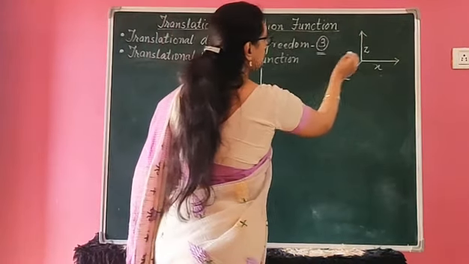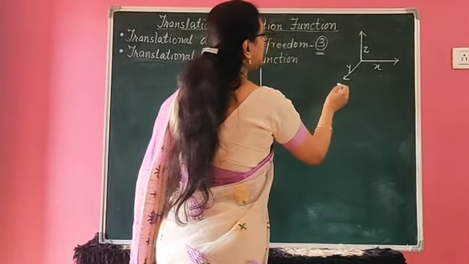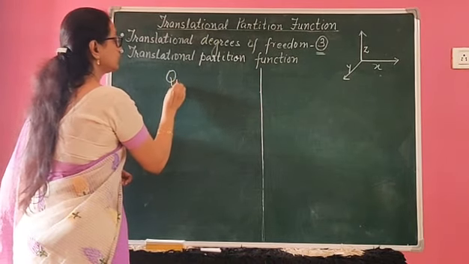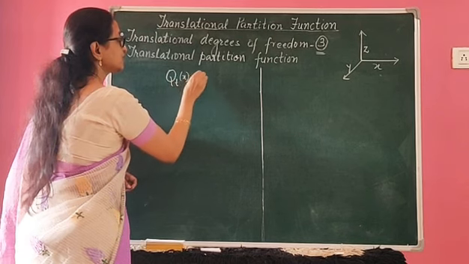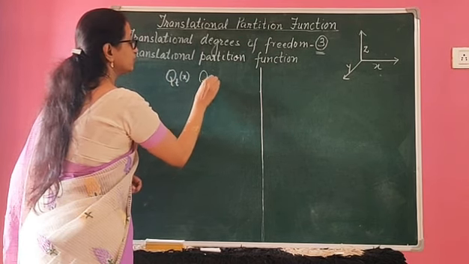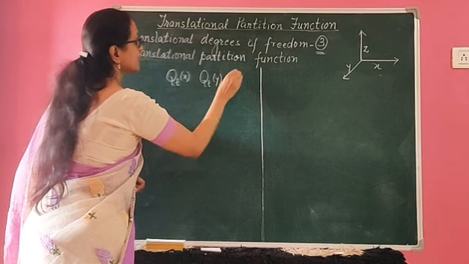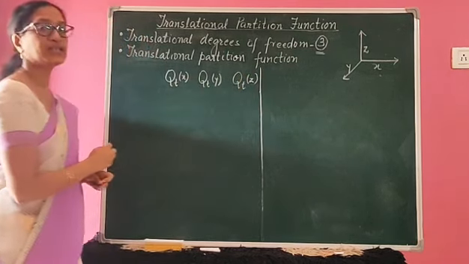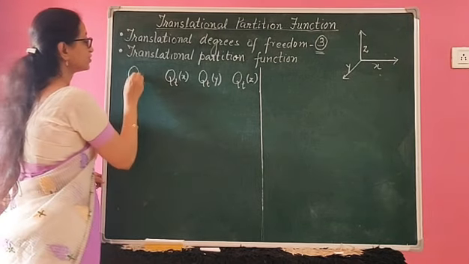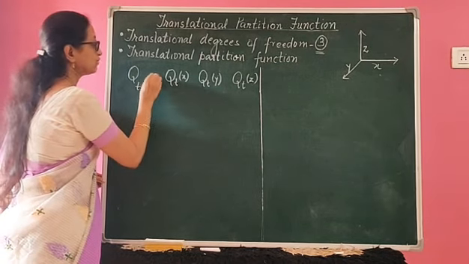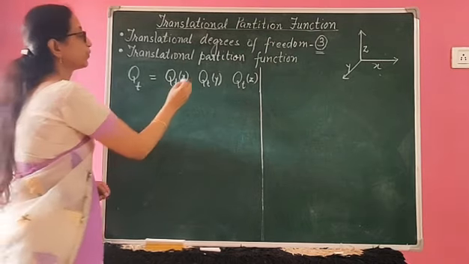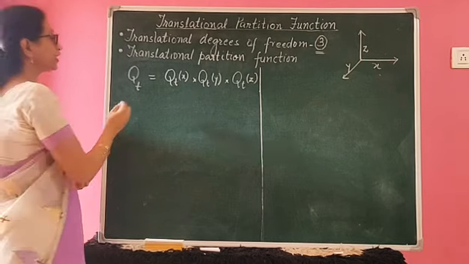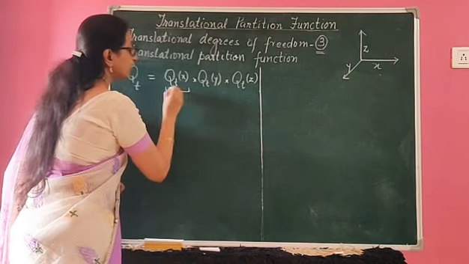Now corresponding to these translation motion, we will be having partition function with respect to x-axis, partition function with respect to y-axis and partition function with respect to z-axis. And the total translational partition function Qt will be given by the product of all these 3 terms. Now let us consider any one of these terms.